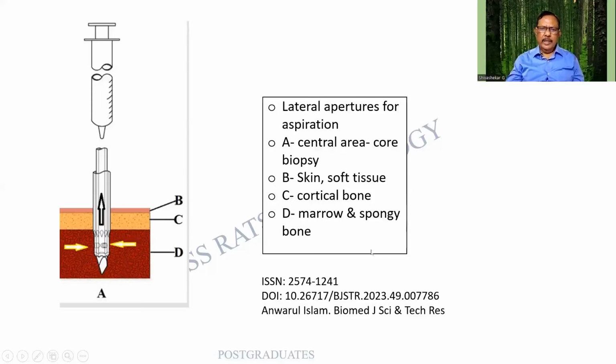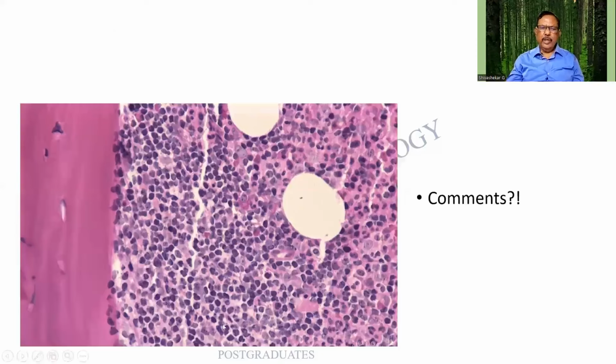Thanks to Anwarul Islam for the beautiful picture, and probably he would have been a research scientist or a PhD scholar. What are your comments on this? So there is obviously cellularity, but I am not finding the conventional cells of the marrow. They are something totally different, and all of these are looking almost like a lymph node to me. Yes, it is a case of a lymph node.